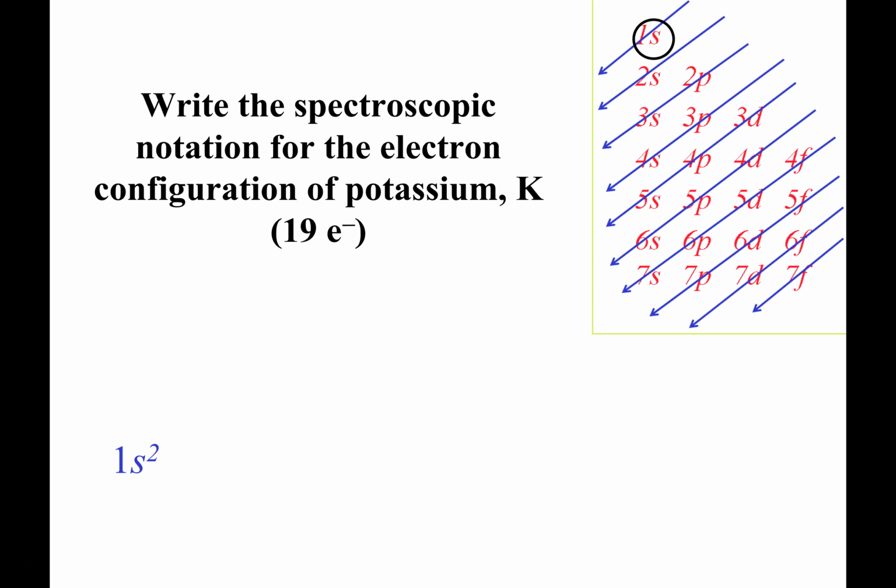Sometimes what students do, and I can see why they do it, and it's fine with me, is they write up here at the top, so these are all S's, these are P's, these are D's, these are F's. Sometimes at the top they'll say you max out at 2 electrons, you max out at 6 electrons, you max out at 10 electrons, and you max out at 14 electrons. Just kind of if you wanted to.